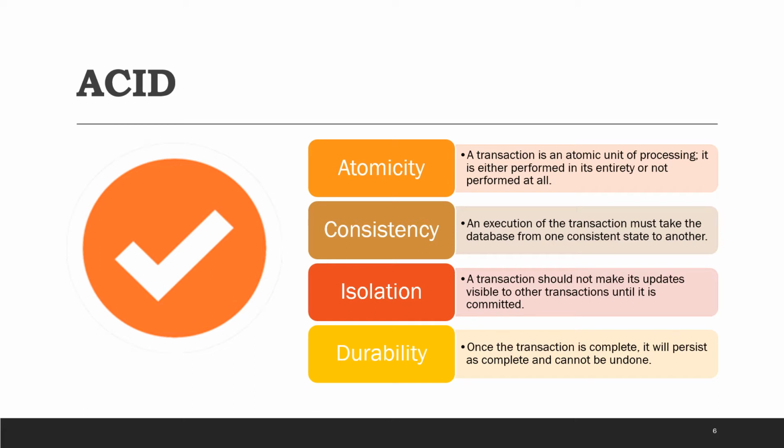Okay, so let's look at each of these ACID properties in detail. First, atomicity. A transaction is considered to be an atomic unit of processing, which means that the transaction is either performed in its entirety or not performed at all. Suppose we have a transaction T, and this transaction T is the money transfer in the bank transaction example that we discussed previously.